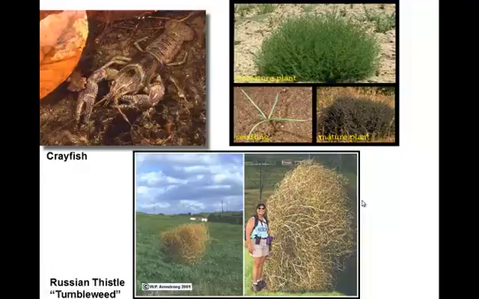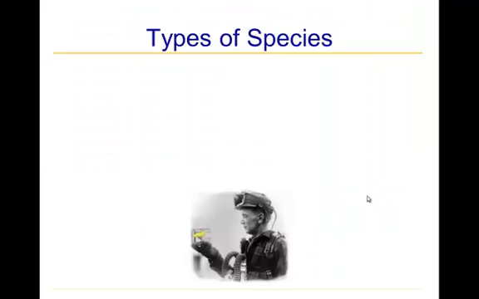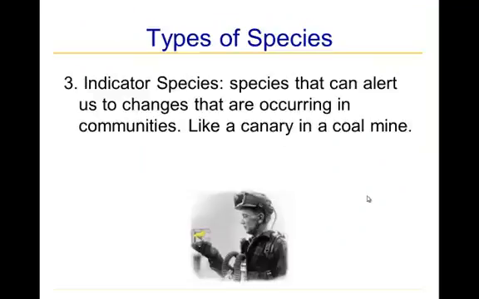Let's look at a third example of types of species, and this is an indicator species. This is when we use the presence or absence of a species to tell us something about an ecosystem. Often we use indicator species to indicate healthy ecosystems. I use an analogy here on this slide. I say there that indicator species are like a canary in a coal mine.